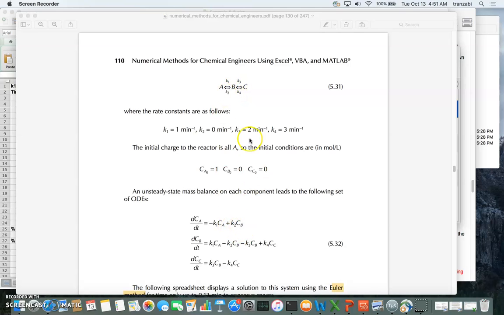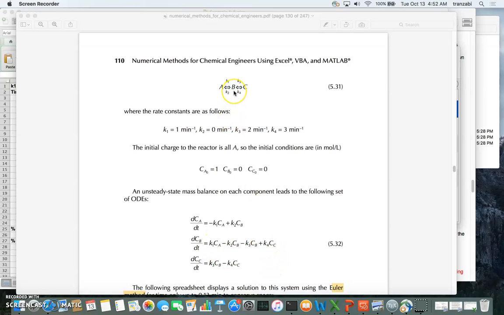Okay, so let's write the equation for B. Now B gets increased by K1 because K1 converts A to B, and by K4 because K4 converts C to B. So it should be a plus K1 plus K4.